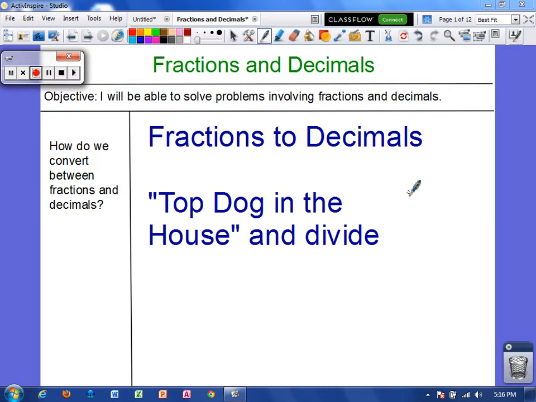Make sure you write down everything that you see on the screen that is not already in your notes. Your objective for today: I will be able to solve problems involving fractions and decimals.